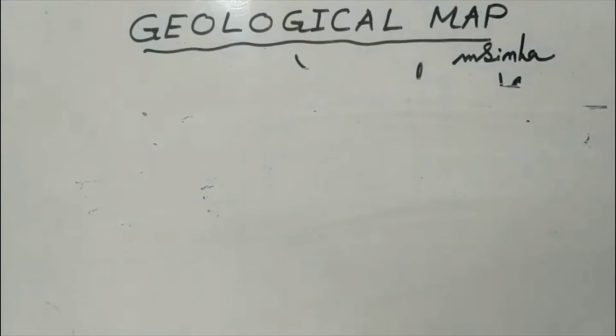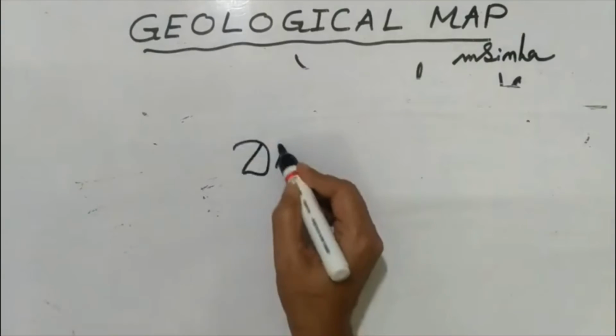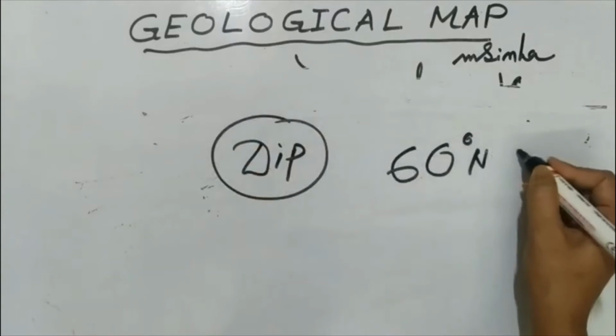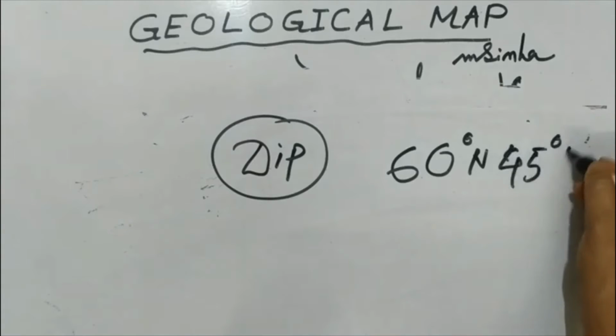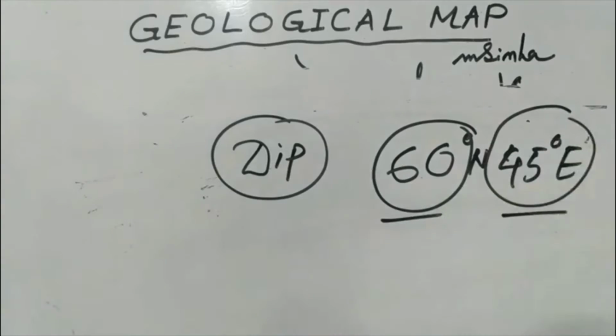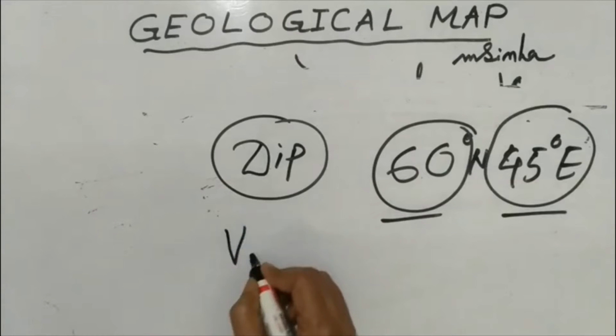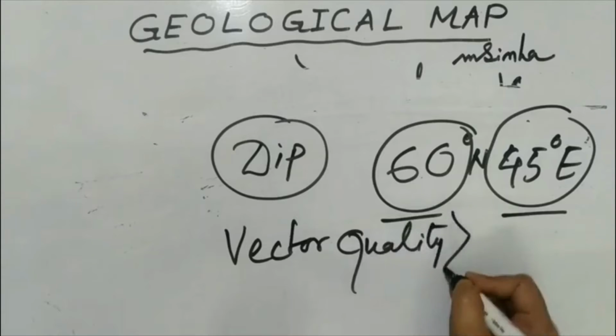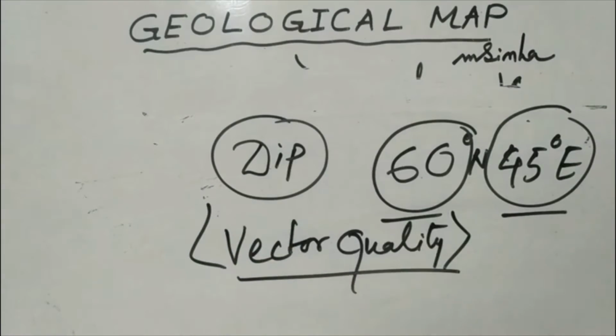Okay, now how to depict the dip? Dip is always depicted in this way. Suppose 60 degree north, 45 degree east. This has two parts. Dip normally is a vector quantity. Dip is a vector. What is a vector quantity? A vector quantity means a composition of two things: direction and amount.